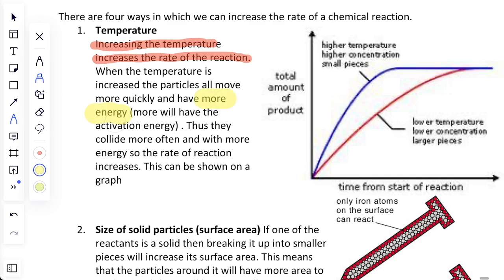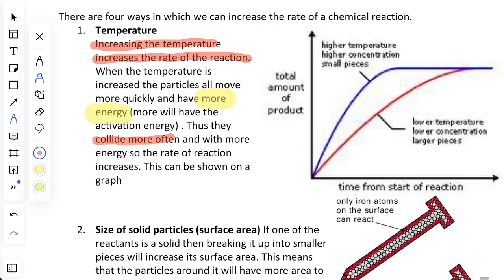Again, you will see in all the factors, more energy. The factors simply increase the energy, and that is why there are factors that affect the chemical reaction. Thus they will collide more often, and with more energy. So the rate of the reaction increases, and this can be shown with a graph.